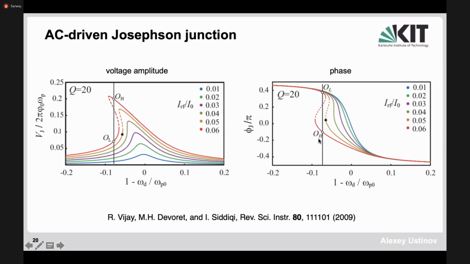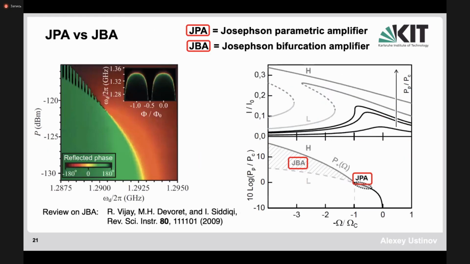And this device was actually used a lot as a so-called bifurcation amplifier. In a way, it's kind of a comparator, which discriminates between the oscillating states with different phase. So for the same frequency and the same driving amplitude, basically you have two solutions due to this hysteretic nature of the operation of the nonlinear oscillator.